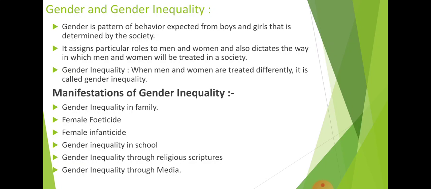So basically gender is a pattern of behavior. How the boy should behave and how the girl should behave, it is created by the society basically. It also assigns particular roles to men and women and also dictates the way in which men and women will be treated in society. So basically, gender is what the society asks us to do, or what the society expects from us, that is the behavior that we have to follow.